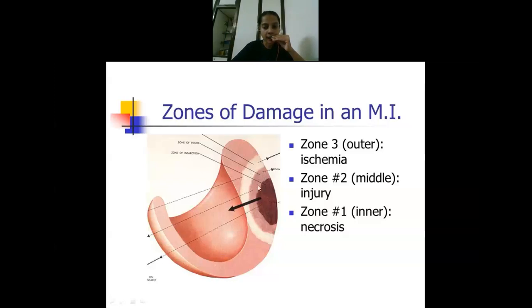Okay, so injury to this part, injury to the second zone, usually will not have much problem, unless and until there is necrosis. That much you have to remember. So this is the second zone, or the middle zone.